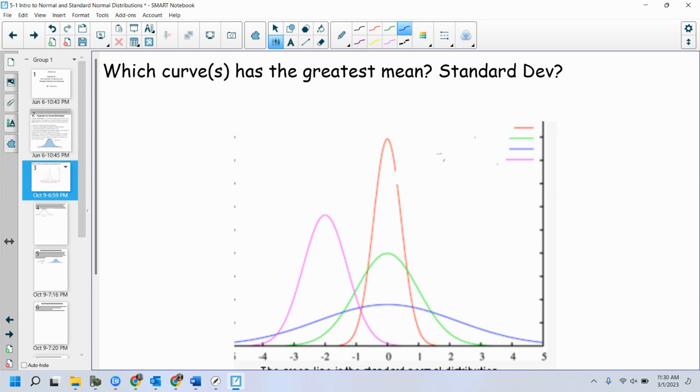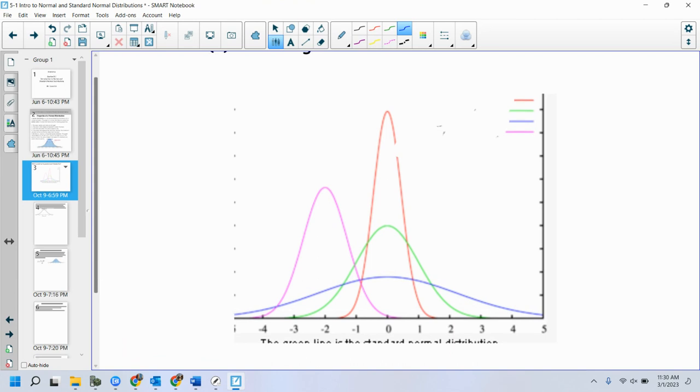Which curve has the greatest mean? Take a look at the scale down below, -4 all the way up to +5. Which curve or curves has the greatest mean? You might be tempted to say this one, right? Because you're like, oh, that's pretty high up. It's got to have the greatest mean, right?